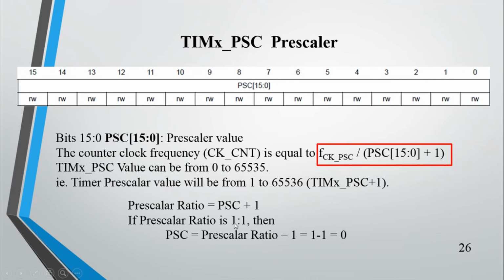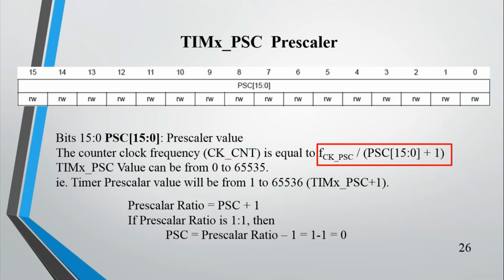If I want to have a prescaler ratio of 1:2, what should be my PSC value? 2 minus 1, that is 1. So whatever PSC value you need to configure, the prescaler value will be one increment of it.